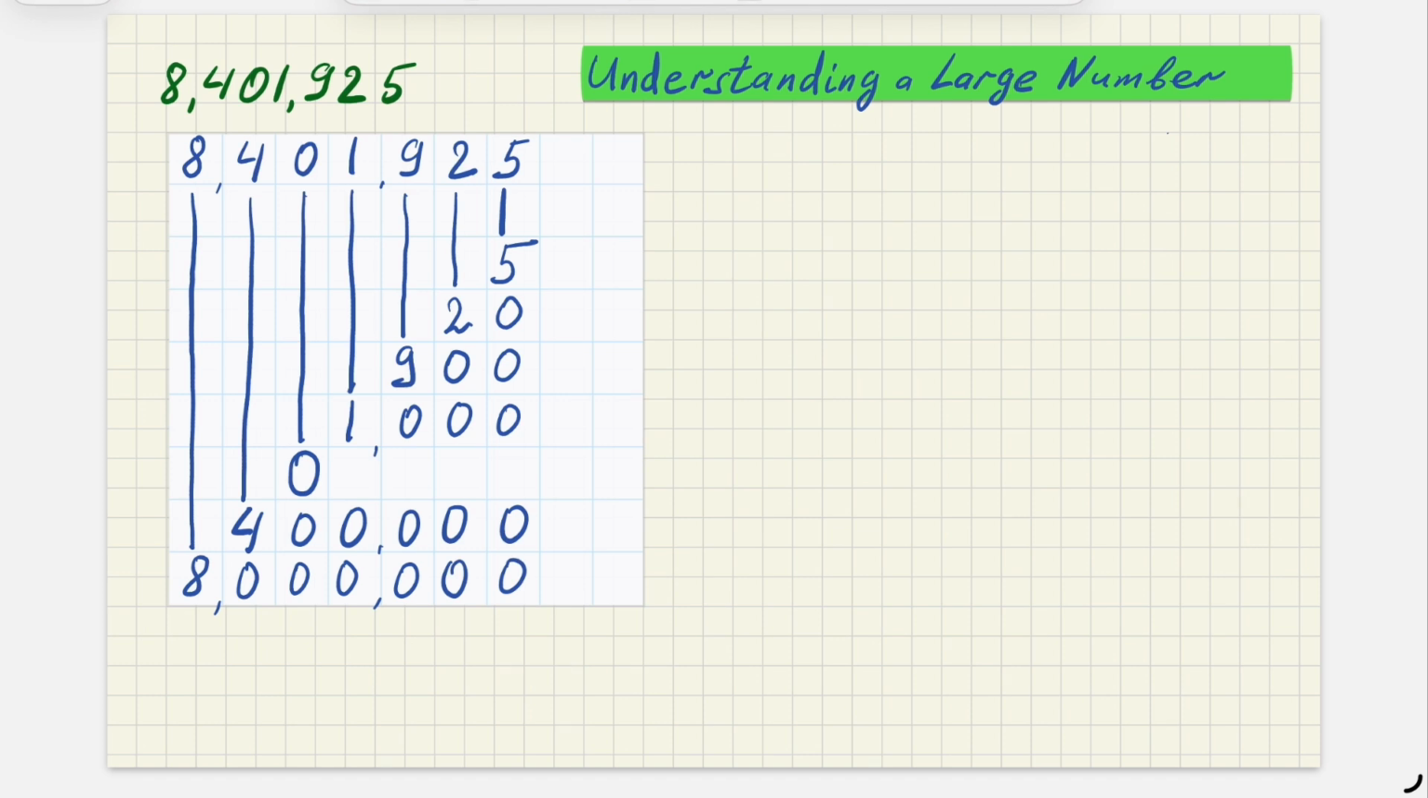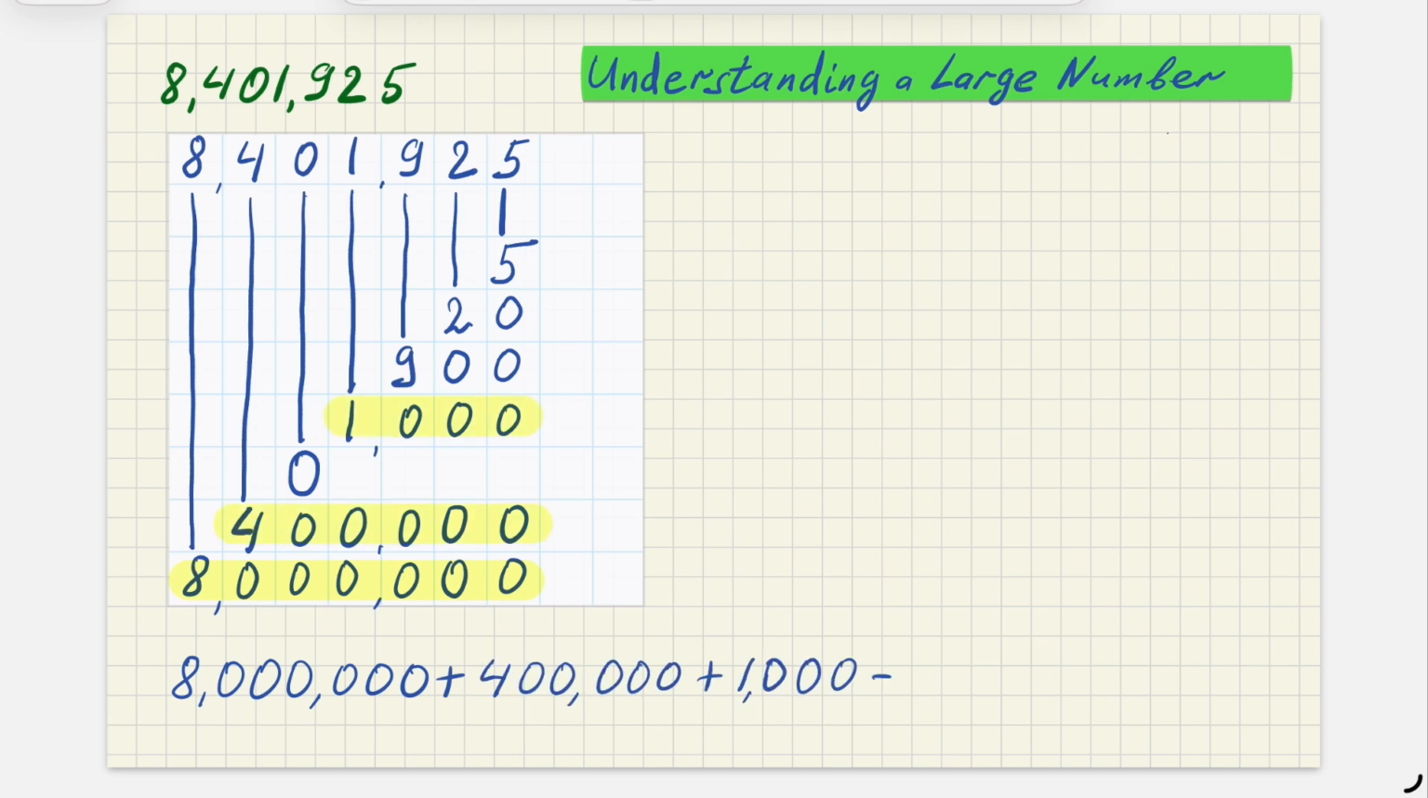So when we partition 8,401,925, it becomes 8 million plus 400,000 plus 1,000 plus 900 plus 20 plus 5. Great job. That's how each digit's value depends on where it is placed in the number.